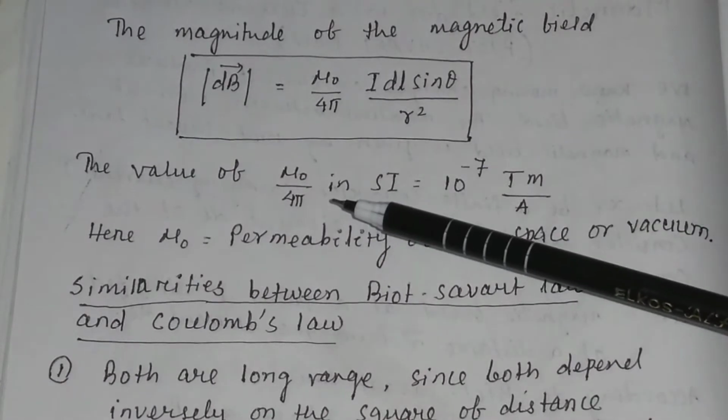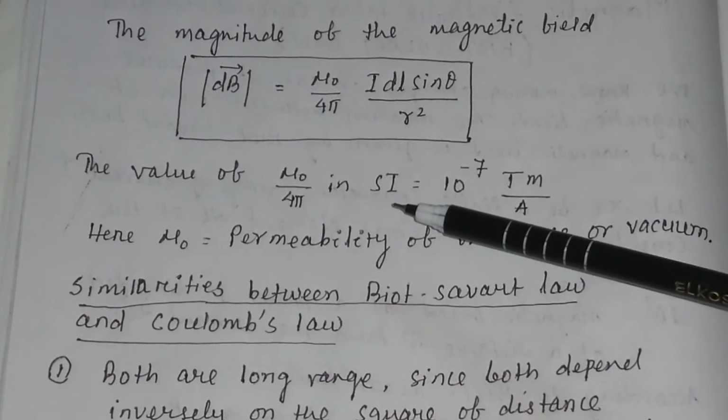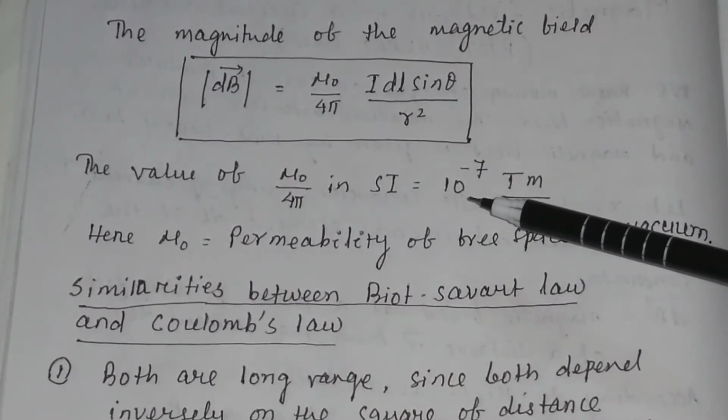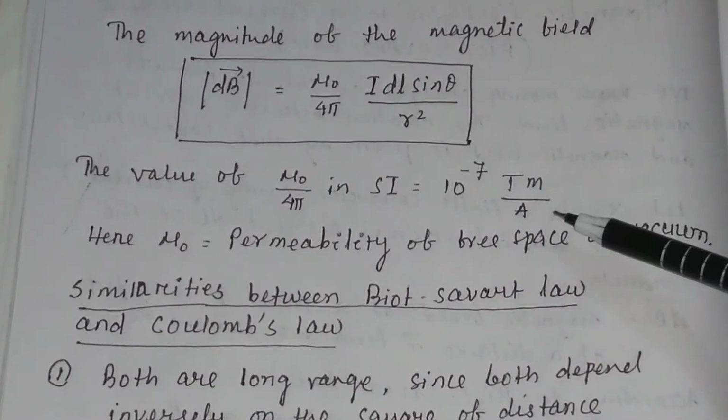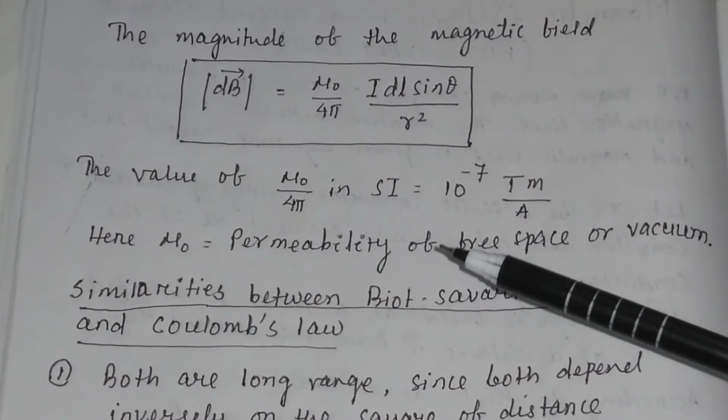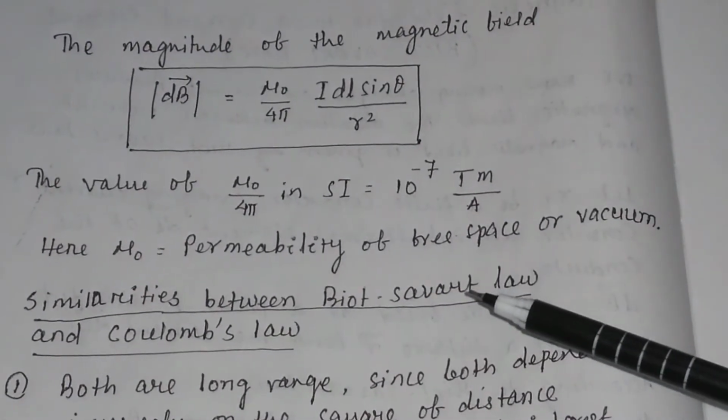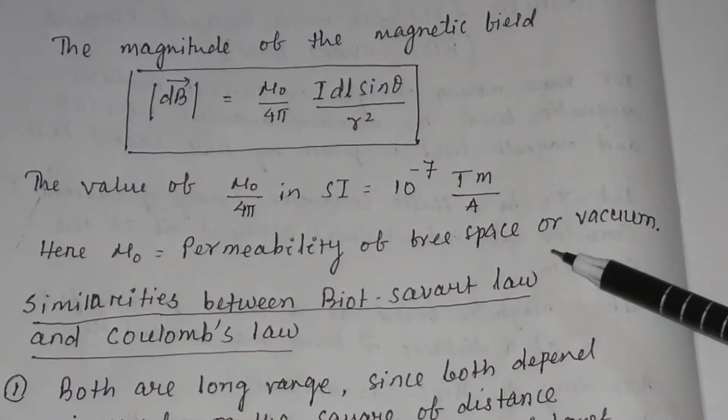The value of mu 0 by 4 pi in SI unit is equal to 10 to the power minus 7 Tesla meter per ampere. Here mu 0 is called the permeability of free space or vacuum.